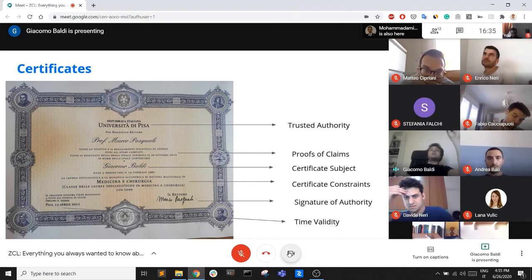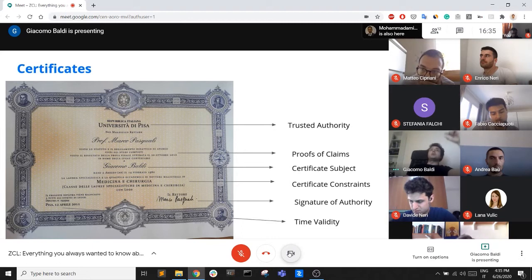Another thing in this certificate is the subject. There is Giacomo Baldi there, and there is my birthplace and my birthday. So there is information that identifies me. This subject is issued by an authority to me, and I am the subject of the certificate. Not only that, but there is a section with a proof of the certificate, of the claims of the certificate. This is a medicine and surgery certificate.